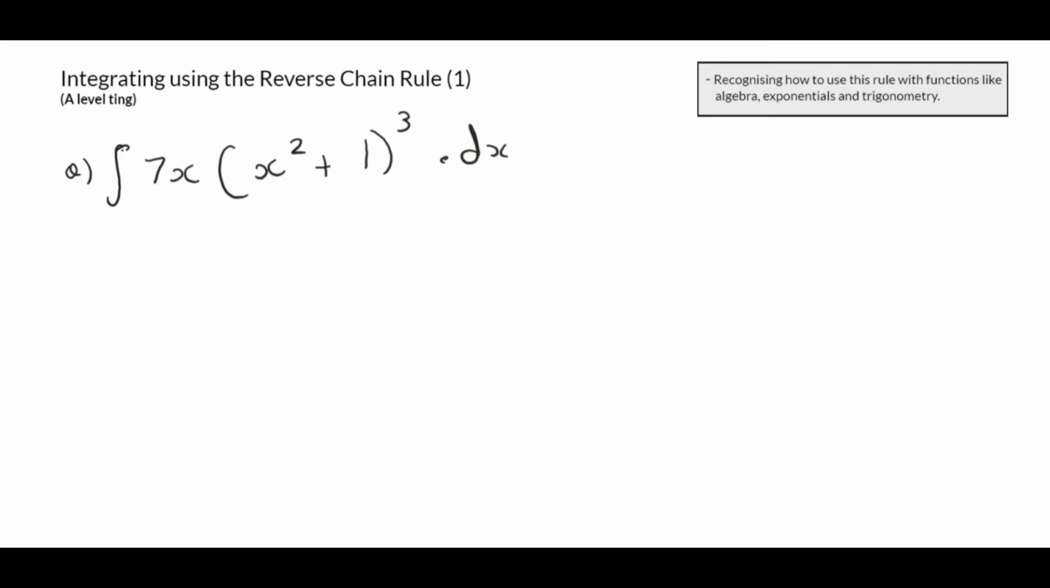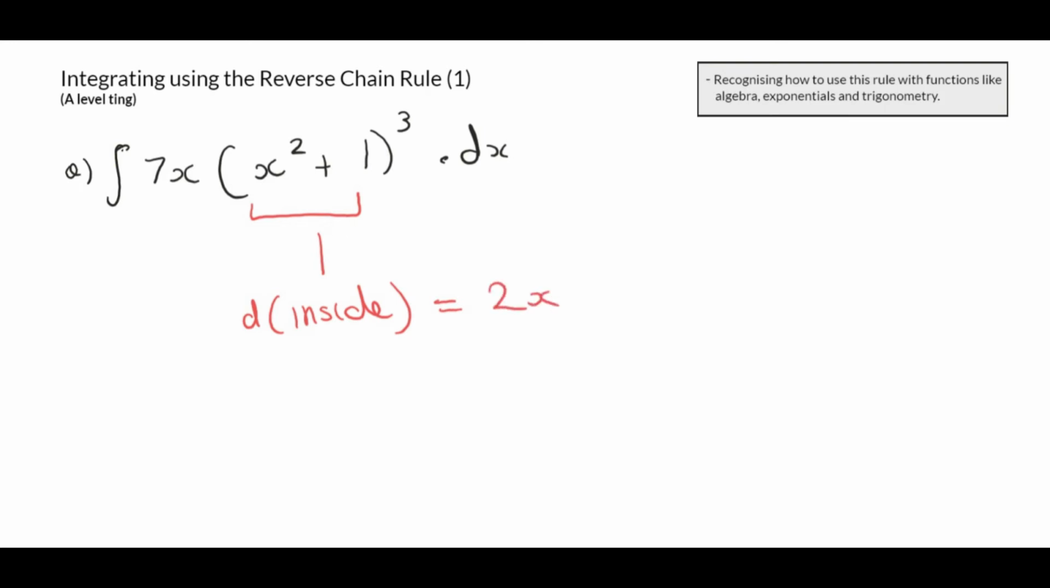Listen. The first thing I'm going to do is look at the inside brackets. Remember, this is the inside because it's inside the bracket. If this is the inside, therefore this is the outside. Okay, cool. So the first thing I'm going to do is, what happens when I differentiate the inside? When I differentiate x squared plus 1, I get 2x.